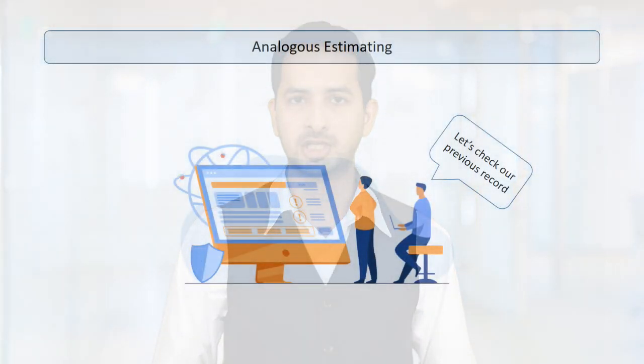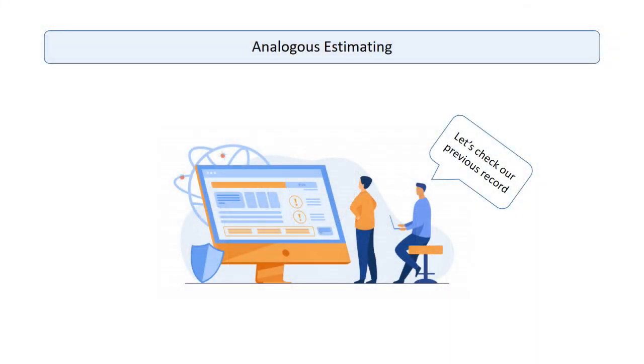So let's get started. The first way to estimate a project is by analogous estimation, which means using historical data of a similar project. So all you will do is refer to a similar project, a similar activity on which you worked previously, take those records and then present it as an estimate for your future project.